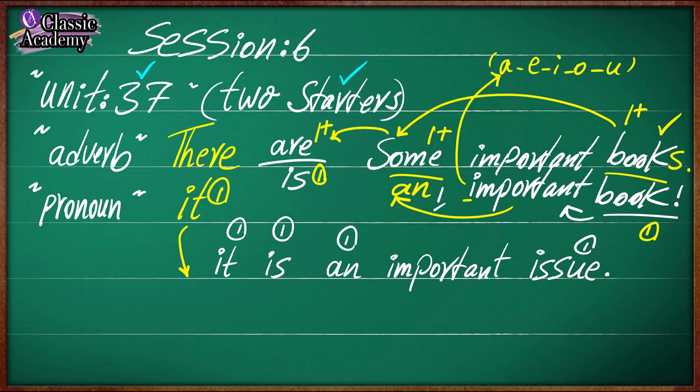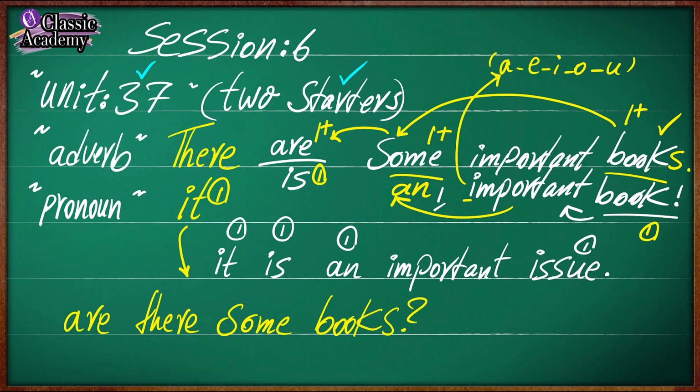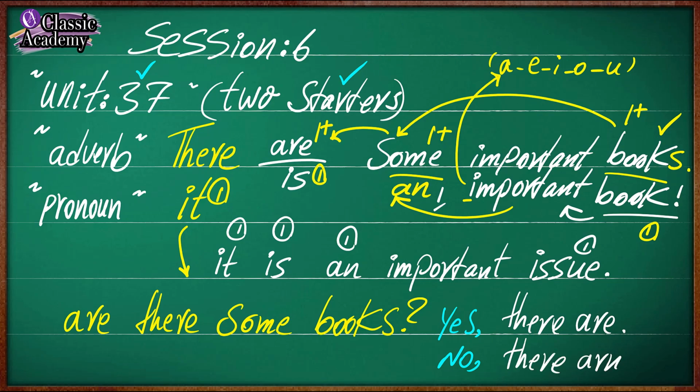Okay, I'm sure that you know we can make questions when we put these are there. Are there some books? Yes, of course. Again, you can say yes, answering, or we can also say no. We are free here. Yes, there are. It's a matter of the positive, or no, there aren't. Of course, we again can make it negative. You see, that's very, very simple. Here we have are and not, simply.